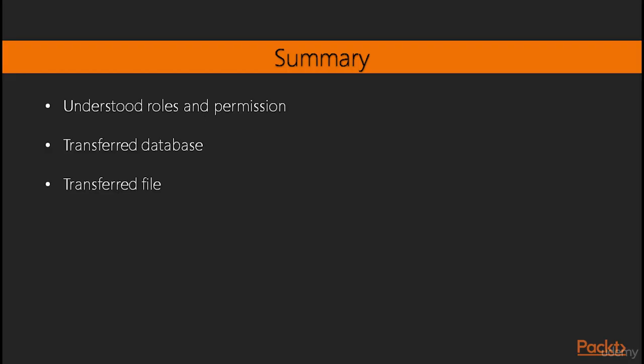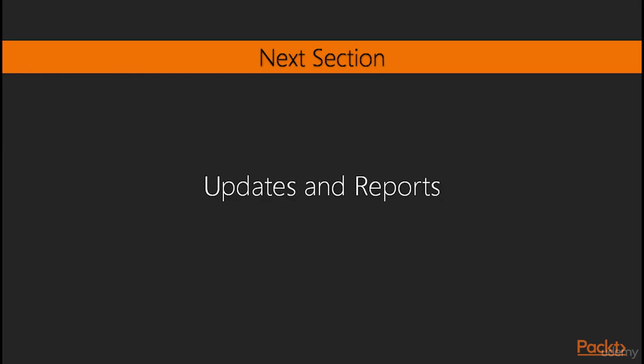So let's do a quick recap of what we've covered in this section. We talked a little bit about roles and permissions and getting our site ready for users. Then we talked about creating a database backup so that we can transfer it to a new production server. And then we talked about transferring the files and those required file changes and how to back everything up and get everything working properly. In the next section, we're going to be taking a look at the update system and the report system within Drupal 8 so that we can keep our website up to date and current.